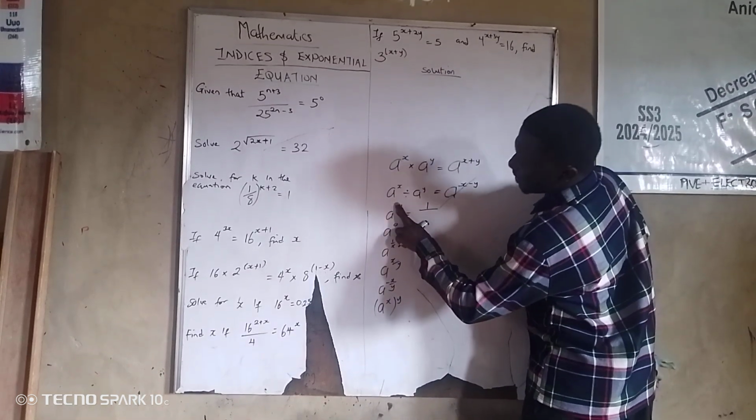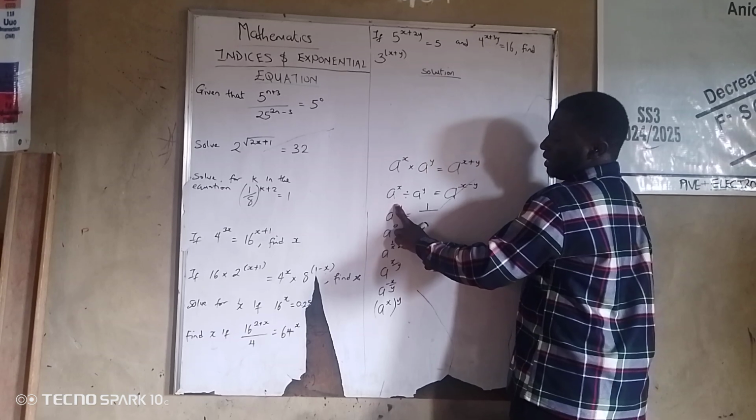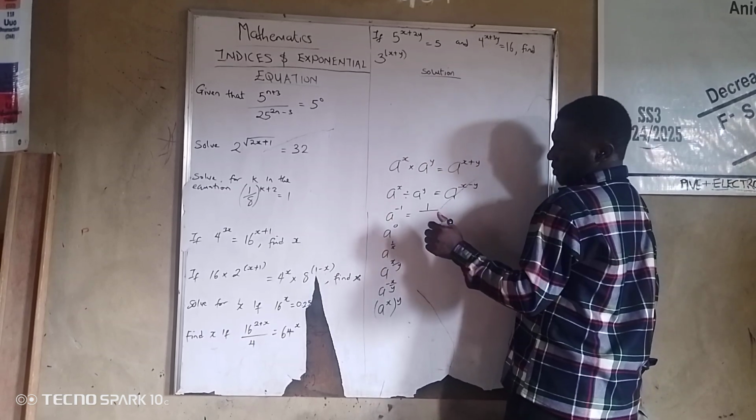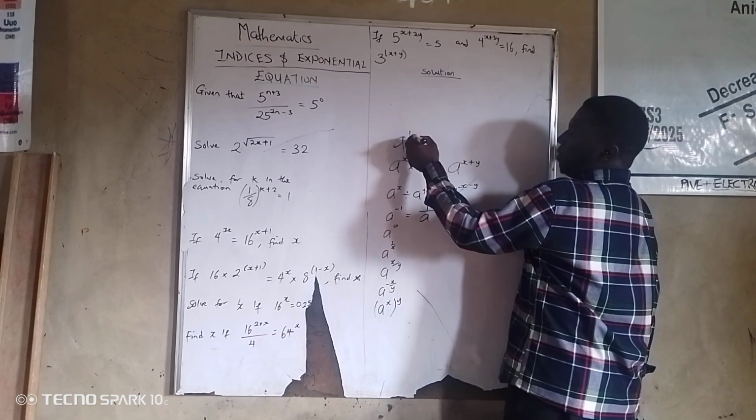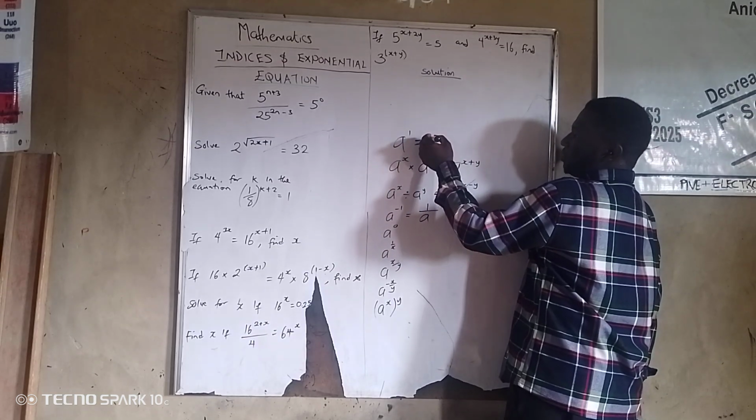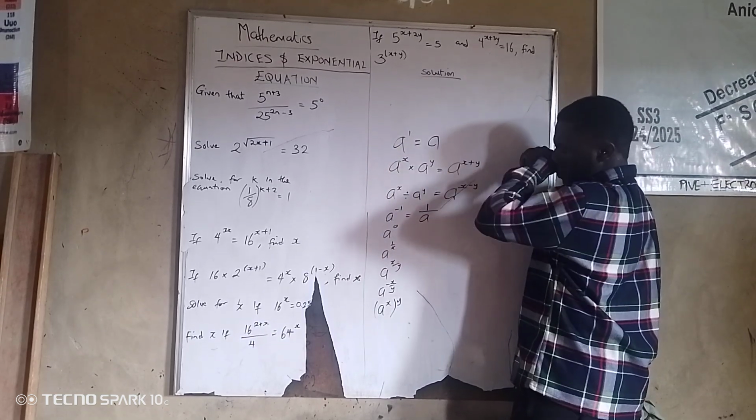So when you cover this minus, what do you have left? You have a raised to the power 1. And a raised to the power 1 is the same as a. So this will be a. Okay, that's another law. Any number raised to the power 1 is that number, a. That's another law to take note of.